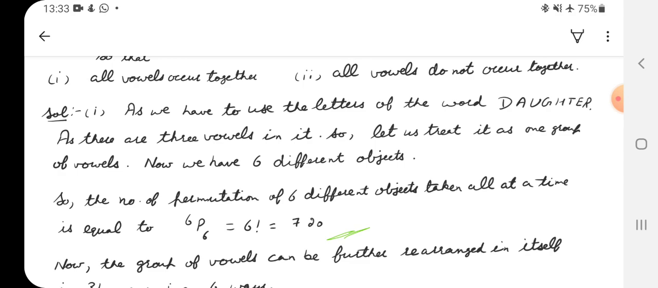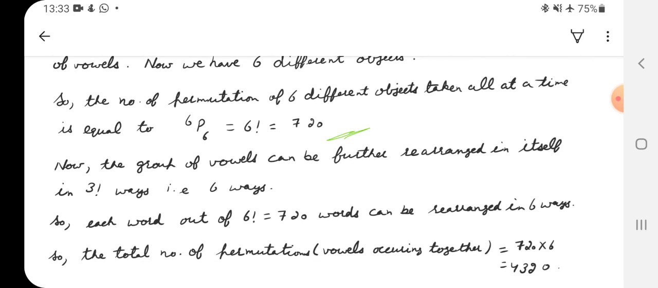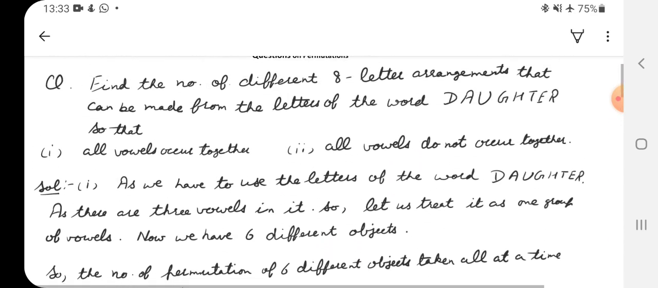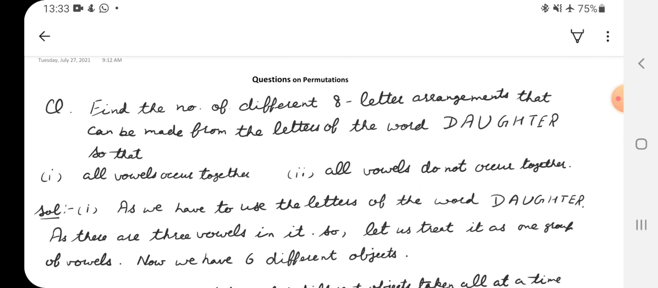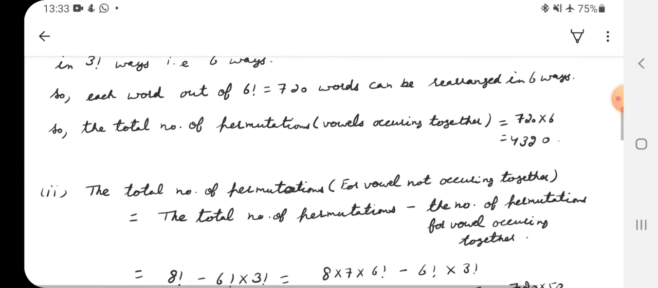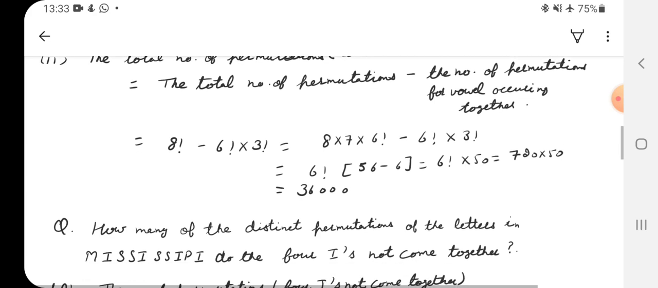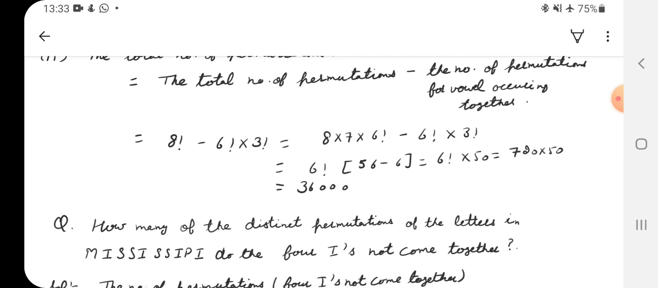Next part was all the vowels do not occur together. So total minus the number of words in which vowels are occurring together. So you have the total number of permutations minus the number of permutations for which vowels are occurring together. Total you have our 8 letters, right? So 8 letters taken 8 at a time, the number of permutations will be 8 factorial. 8 factorial minus the number of words having vowels together, which is 4320. So solve this, you will get 36,000. So this is the total number of permutations in which vowels are not occurring together.